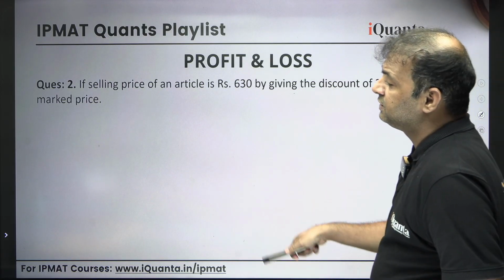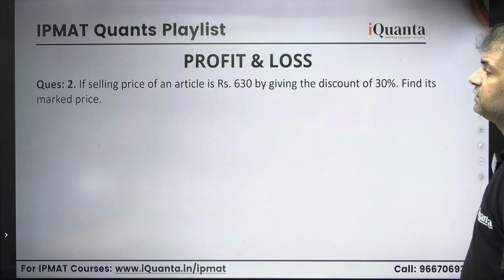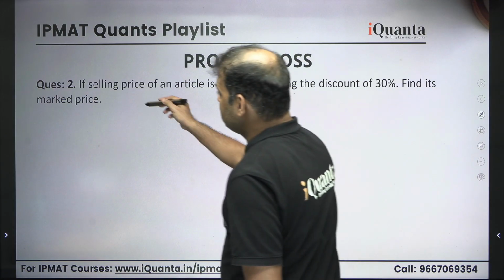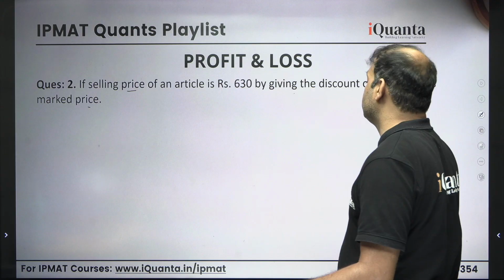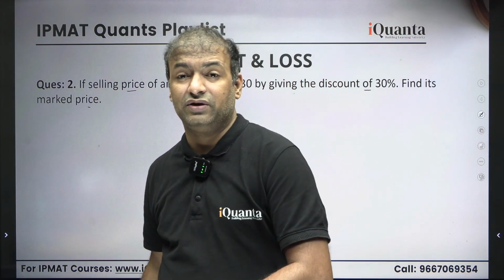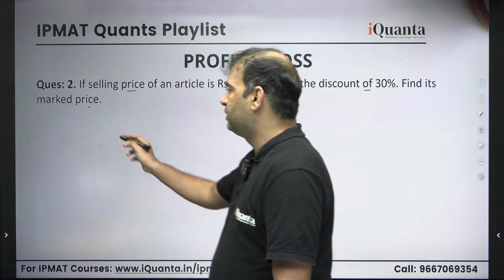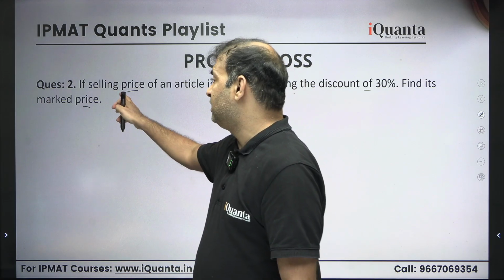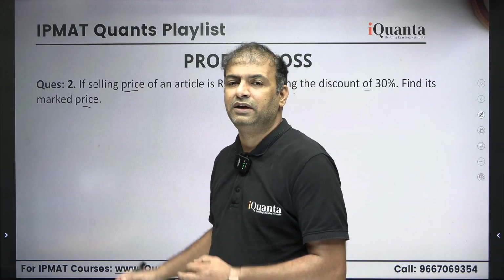The next problem is that the selling price of an article is 630 after giving a discount of 30%. Now we have to find its marked price. Okay, now guys, selling price is given, and we need to find the marked price, and discount percentage is also given. So this is the case of discount percentage, or percentage decrease, right? Now in case of discount percentage, we know that the marked price is the initial value and selling price is always the final value. So in this question, selling price, meaning the final value, is given, and the initial value, meaning the marked price, is to be found out.